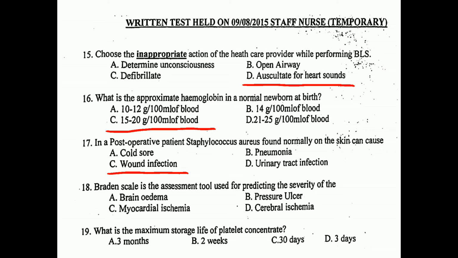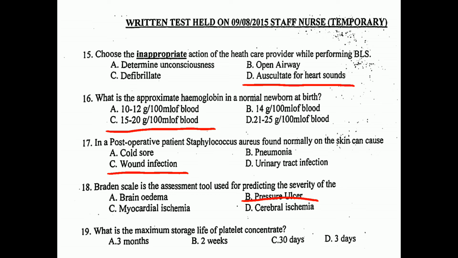Question number 18. Braden scale is the assessment tool used for predicting the severity of, options are brain edema, pressure ulcer, myocardial ischemia, cerebral ischemia. The correct answer is option B, that is pressure ulcer.